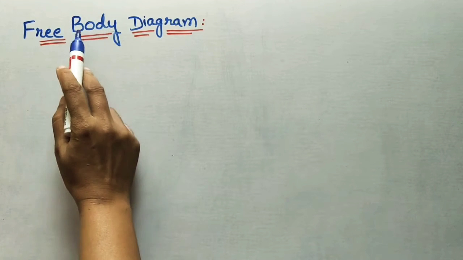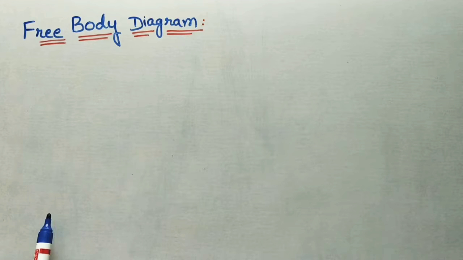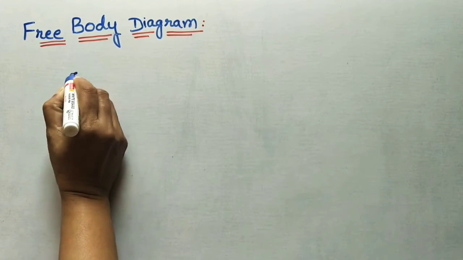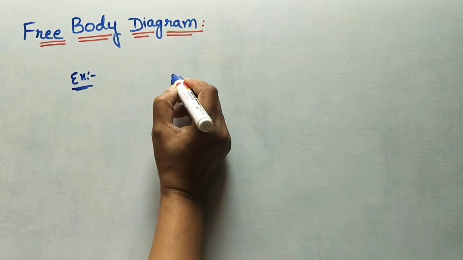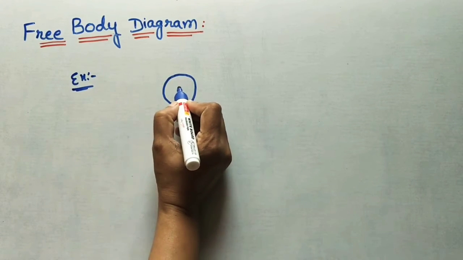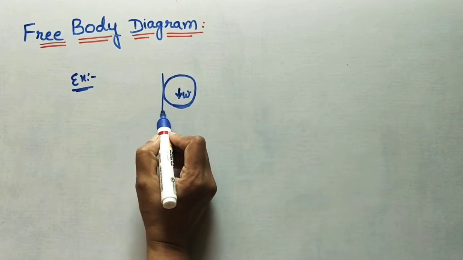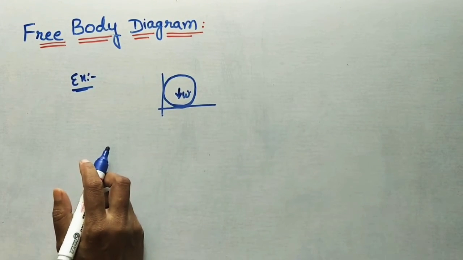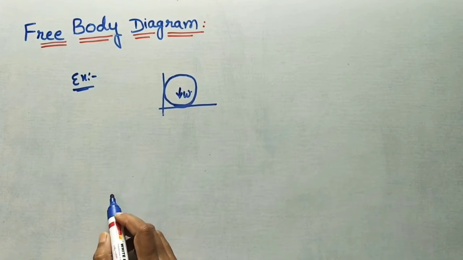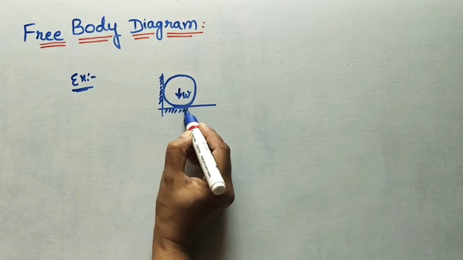Whatever object or body we are taking, it is freed from all the contact surfaces and we consider only the reactions because of those surfaces. So for example, I am taking one roller. It is the taken object or body, so it has some weight. Now it is in contact with two surfaces. For free body diagram, we are removing the external contact surfaces. Let us assume here there is one vertical surface, here one horizontal surface.